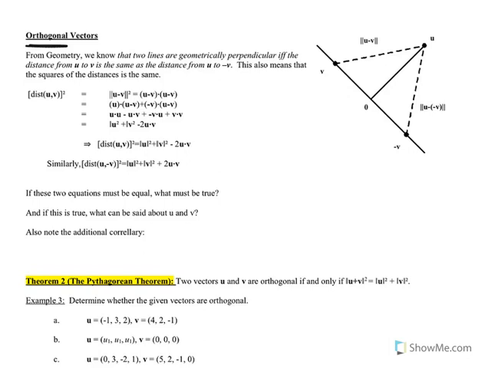But here's a new way to do it. From geometry, two lines are geometrically perpendicular if and only if the distance from u to v is the same as the distance from u to negative v. So that's saying that here and here have to be identical.